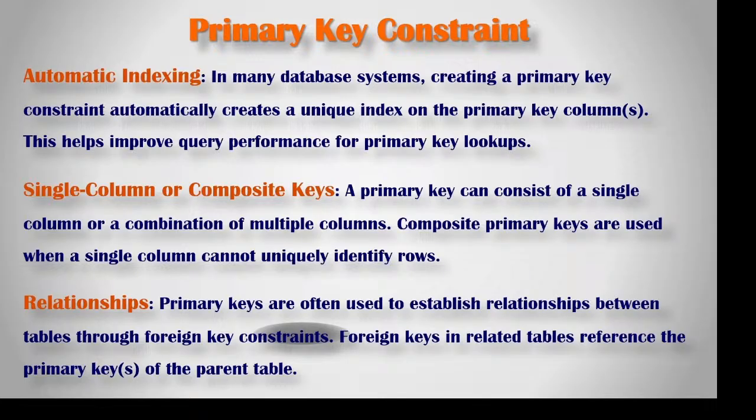Single column or composite keys. A primary key can consist of a single column or a combination of columns. Composite keys are used when a single column cannot identify rows uniquely. Relationships. Primary keys are often used to establish relationships between tables through foreign key constraints. Foreign keys in related tables reference primary keys of the parent table. Immutable. Primary keys should be immutable or rarely change. Modifying primary key values can cause issues for data and referential integrity in related tables.